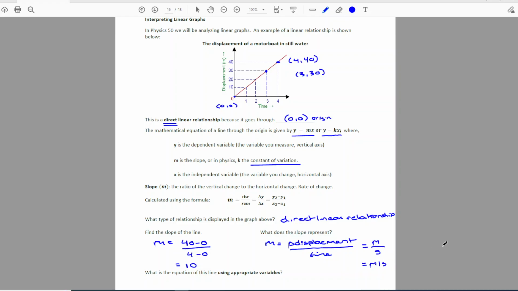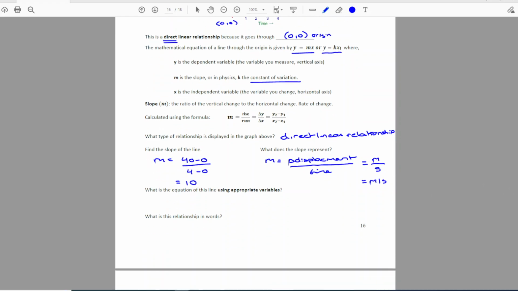You don't have to know that, but if you do, that's great, because there's 2 more things you'll be asked to do. Number 1, you'll be asked to find the equation of the line using appropriate variables, and then you're going to be asked to describe the relationship in words. So the equation of the line using appropriate variables is y equals mx, or y equals kx in physics, where the y variable is representing displacement, so we're going to give it a d. The k is my slope, which is 10, and the x is time, which we would give t.